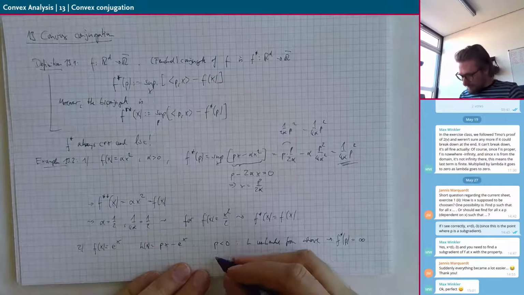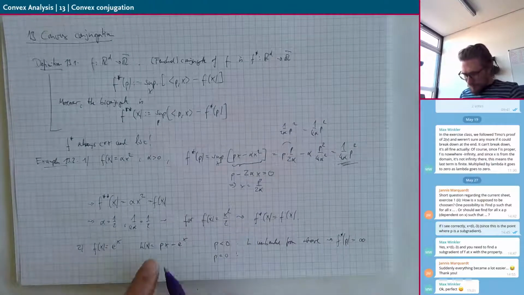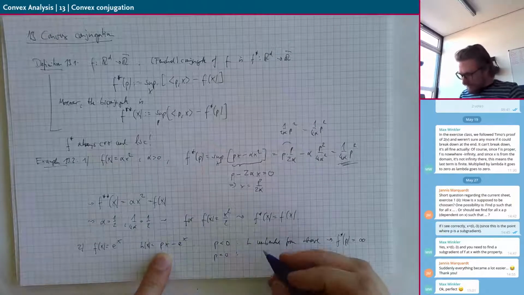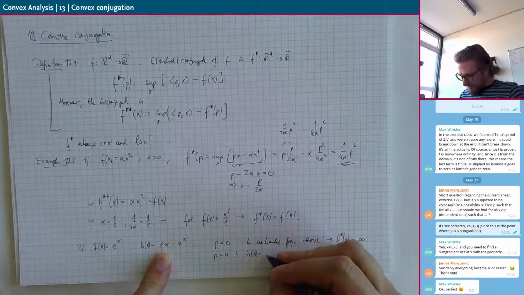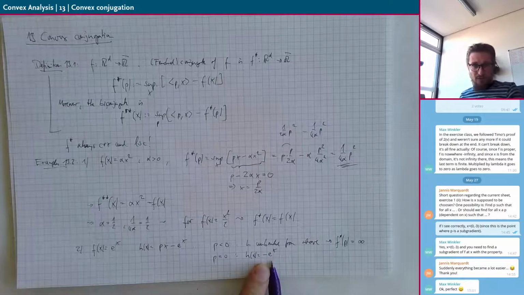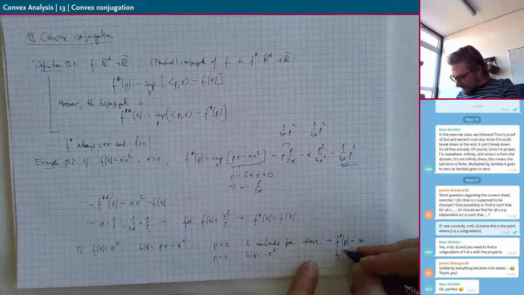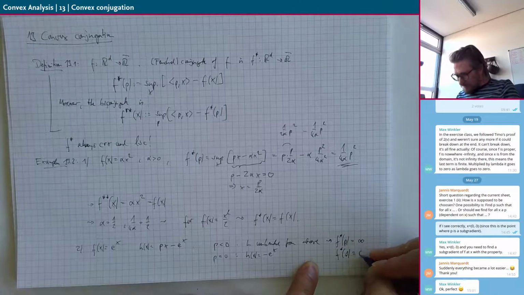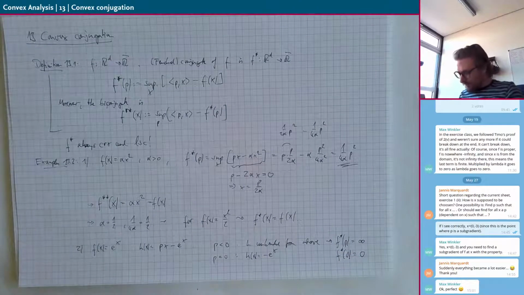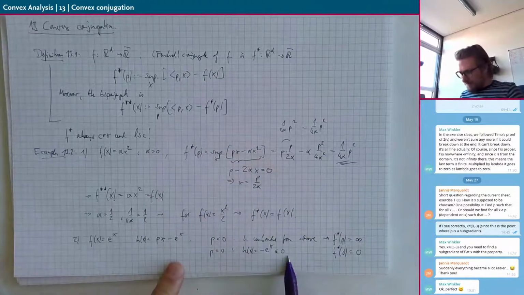Okay, what happens for p equals 0? For p equals 0, we only have the function h of x is then minus e to the x, and this is not unbounded from above anymore and it doesn't have a maximum, but the supremum is 0. So this shows that f star of 0 is 0, because this is bounded from above by 0 and it gets arbitrarily close.